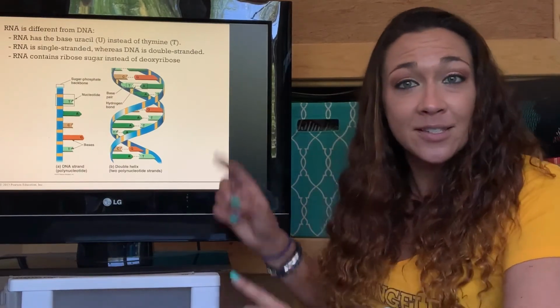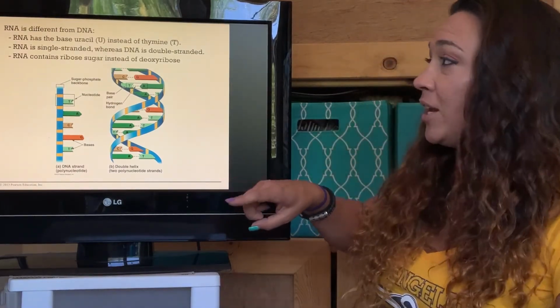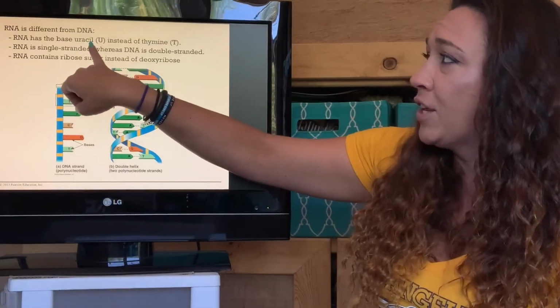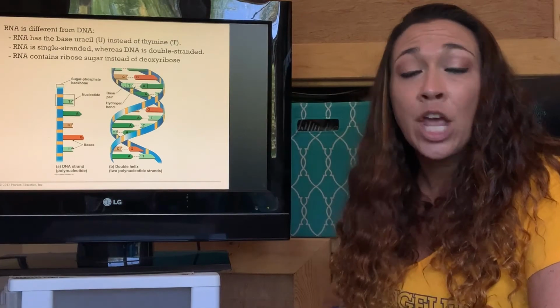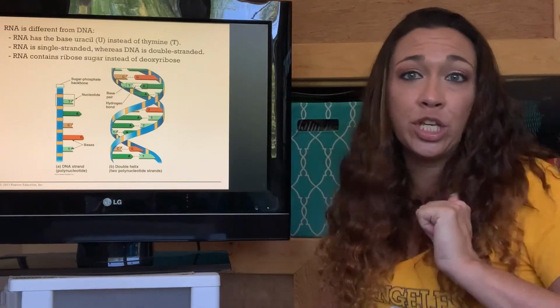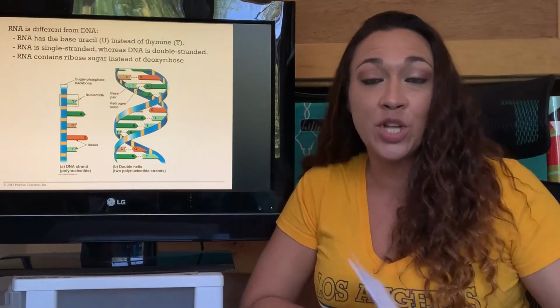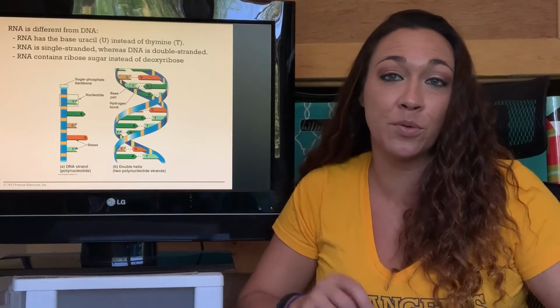In fact, this is a couple of the differences right here. One, we have the U instead of the T. So instead of the thymine that we normally have in DNA, you just replace any T with a U. Okay, so we don't have thymine, we have uracil when we're talking about RNA.